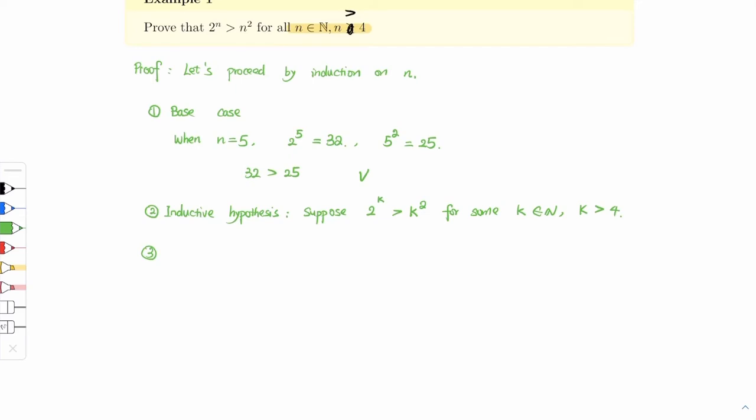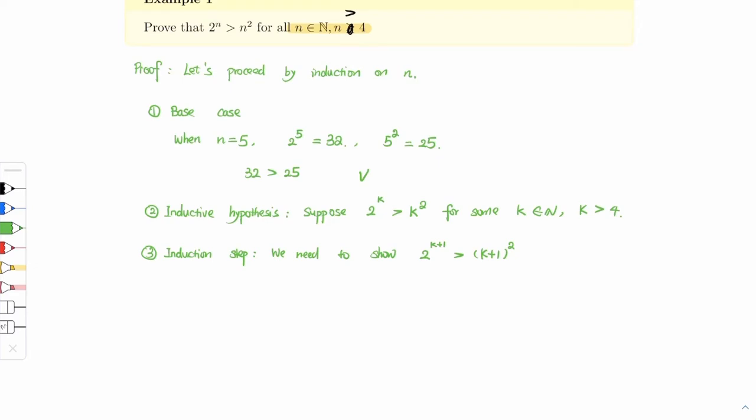So induction step. I like to write down what I need to prove, so I'll write down we need to show 2 to the k plus 1 is greater than (k plus 1) squared. Okay, so this is what we need to prove. So this is our end conclusion eventually.